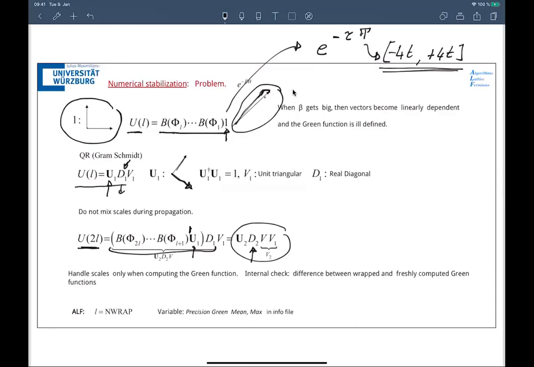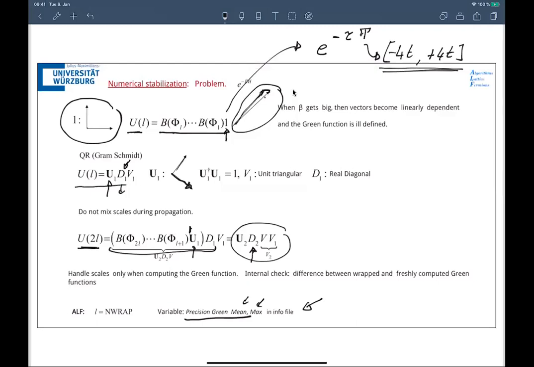So the code has in the info file, which is again very important, a variable called precision, green, mean, and max. What this does is that we can update the Green's function, and we can calculate the Green's function from scratch. If everything is numerically stable, then the updated equal-time Green's function and the one calculated from scratch should be the same thing. So we have a maximal difference over all the elements, that is this max, and a mean difference.